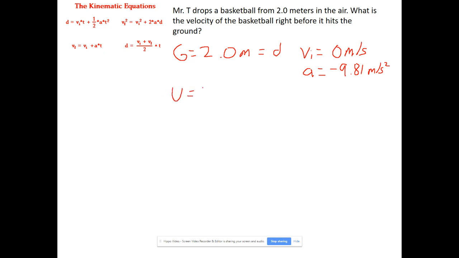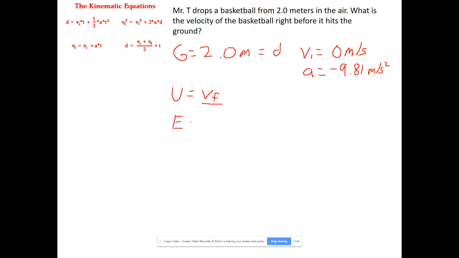What are we looking for? We're looking for the velocity of the basketball right before it hits the ground. It's important to understand that when we're looking for a velocity right before it hits the ground, that's still the final velocity. Why? Because it's only in free fall when it's not touching anything. The second the basketball hits the ground, it's touching the ground, so it's not in free fall anymore. So that velocity of 0 once it hits the ground doesn't count. The actual final velocity for free fall is right before it hits the ground.